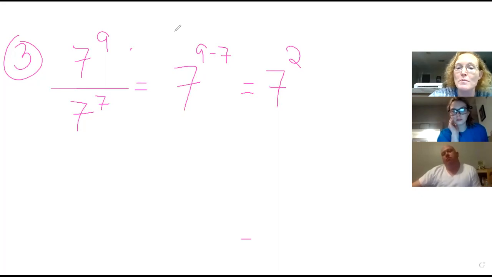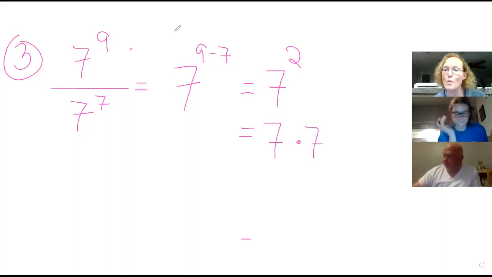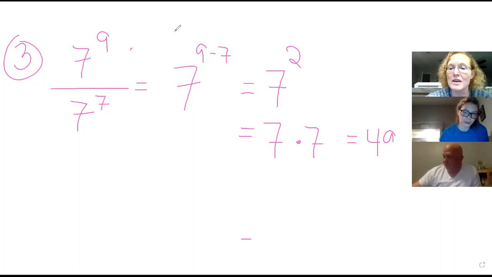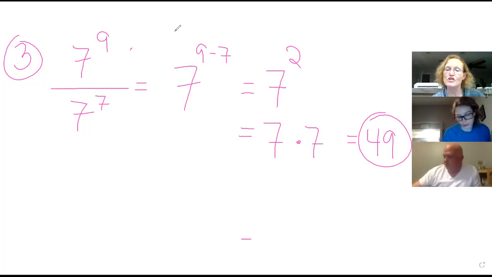And so remember, to square something means to multiply it by itself, right? So we would have to go a step further and say, okay, 7 squared means 7 times 7. And so my final answer would be 49. So do you see the difference from problem two and problem three, where you can leave one of them as an exponent, and then this one right here, you're going to have to actually evaluate it and give me the number there?